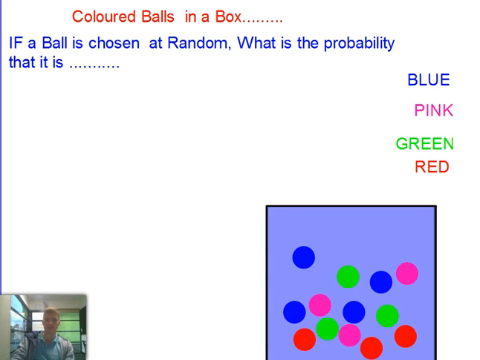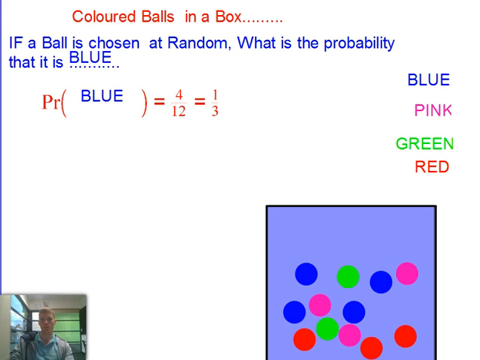Now we're going to consider this scenario. Let's say we've got coloured balls that are just random in a box. Okay, we've got some blue balls, we've got some green balls, and some pink and some red. We're going to randomly draw them out. So let's say if a ball is chosen at random, what's the probability that it's a blue ball, for instance? Okay, well, how much do we have? That's how we can write it as a probability statement. So we can see we've got 4 blue balls out of a total of 12, so that's a third.